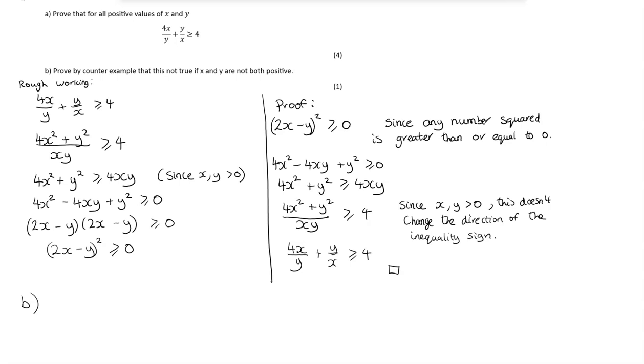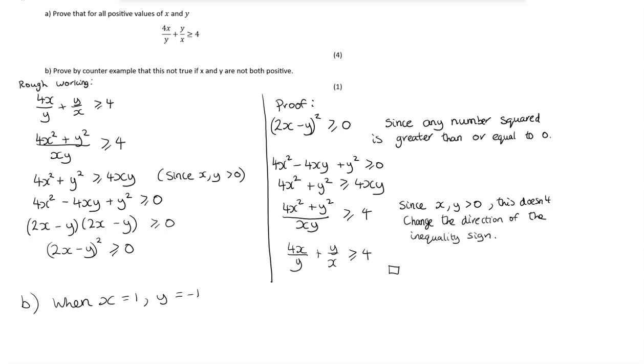So then finally, we're just going to prove by counterexample that this is not true if x and y are not both positive. That doesn't mean that they both have to be not positive. It just means that at least one of them needs to not be positive. So you don't need to do x and y both negative. You can just do x is a negative number, y is a positive, or vice versa. So let's just try some numbers. Let's look at when x equals 1 and y equals minus 1.